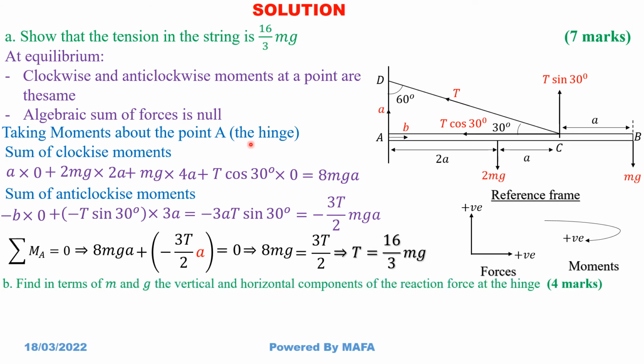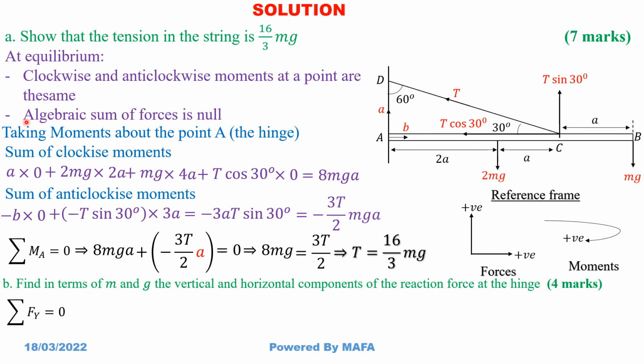Alright, second part: find in terms of M and g the vertical and the horizontal components of the reaction force at the hinge, 4 marks. So, the vertical and the horizontal components of the reaction force at the hinge, meaning that we are finding what? The vertical and the horizontal component of the reaction force at the hinge A. So, we are finding the force small a and the force small b.